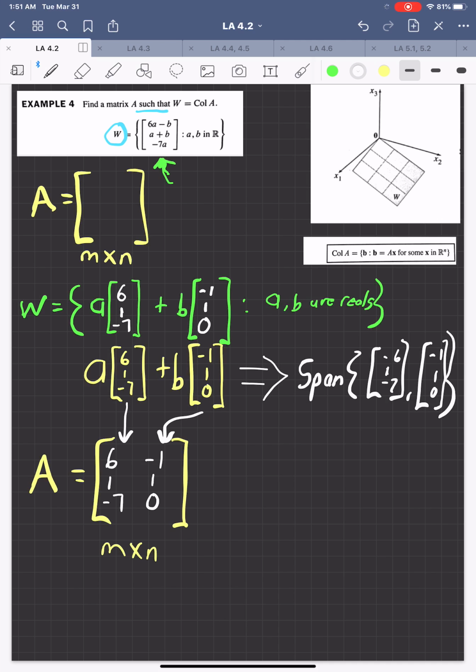Let's go ahead and take a break, and when I come back, I'll do one more video. The last thing I really want to do is contrast a null space and a column space just to make sure you get it. Okay? See you soon.